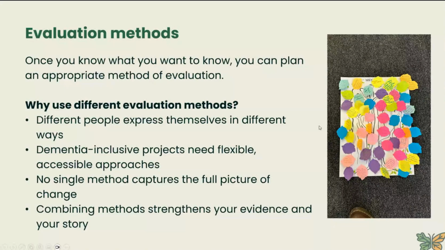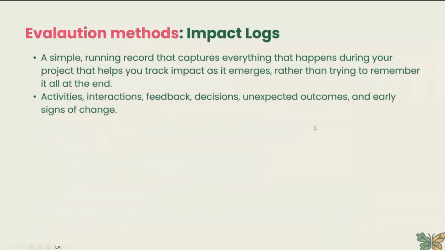So I'm just going to share a few methods that I think are really great, and a few templates as well. So if you want to get going with this sort of thing, it should be really easy following this workshop. The first evaluation method is the impact log. Basically, this means capturing everything that happens as it happens. Whether this is in a diary, a spreadsheet, or a shared document, this is where you can keep track of things as they happen rather than trying to remember everything at the end.